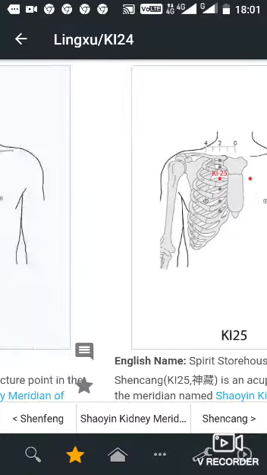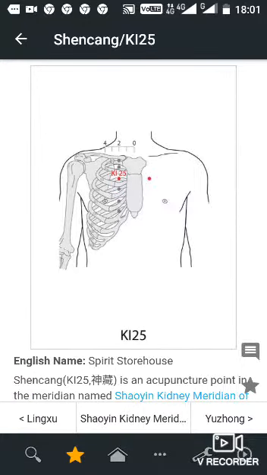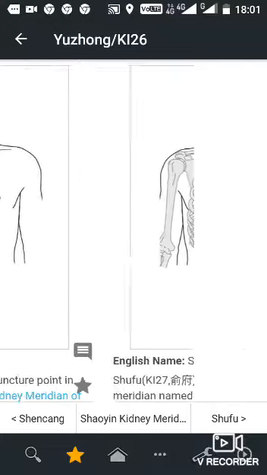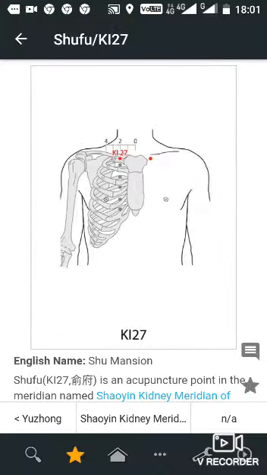Key 25, location. In the 2nd intercostal space, 2 cun lateral to the anterior midline. Key 26, location. In the 1st intercostal space, 2 cun lateral to the anterior midline. Key 27, location. On the lower border of the clavicle, 2 cun lateral to the anterior midline.